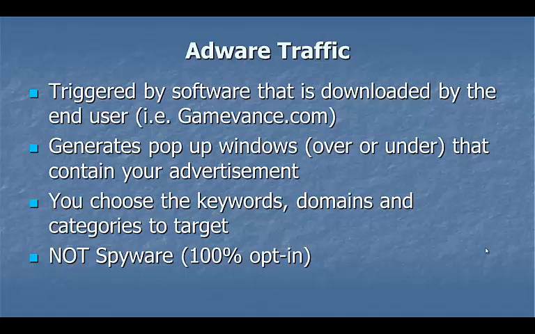What happens is, when the prospect who has the adware software on the computer decides to visit a particular website or searches a particular keyword, that may generate a pop-up window. It could be a pop-over window or a pop-under window, depending on the network that is popping up the window. That will contain your advertisement. I'll go through this module on how you can start advertising using pay-per-view traffic and get your prospect right in front of the CPA offers that you want to promote. The beauty of pay-per-view traffic is that you get to choose the keywords, the domains, and categories that you would like to target.